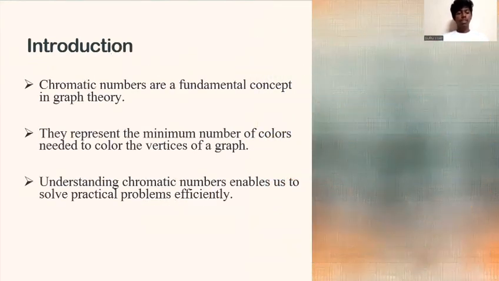So what are chromatic numbers? Chromatic numbers are fundamental concepts in graph theory. They represent the minimum colors that are required to color a graph properly. Understanding chromatic numbers is important because it helps us solve problems efficiently. Solving the problem is not a matter, but how efficiently we solve the problem really matters. So by knowing the chromatic numbers, we can solve the problems efficiently.